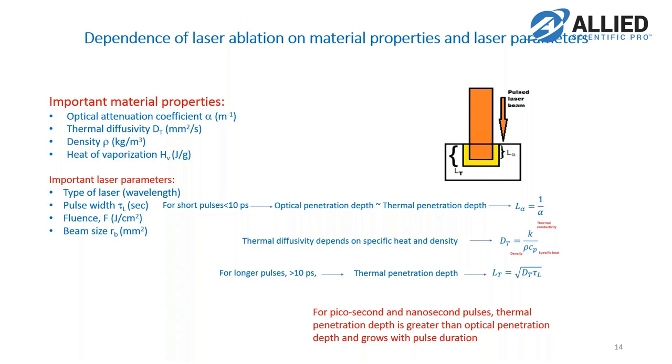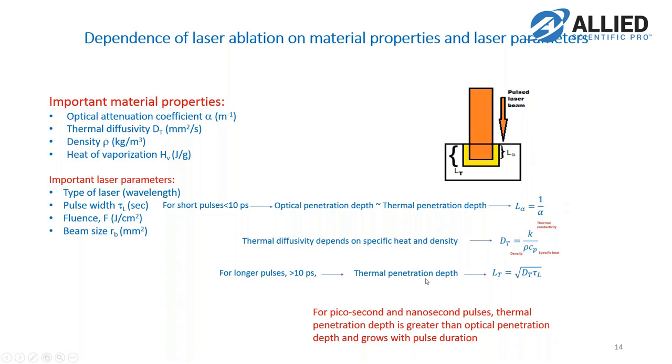Density rho, heat of vaporization, HV in joules per gram. So how much energy is required to remove a particular material per unit weight? So that's heat of vaporization, HV. And for lasers, type of laser, the pulse width, fluence, which is energy per centimeter square, and beam size. So if you look at the picture on the right side, it shows a pulse laser beam shown in orange that is hitting this block of material.